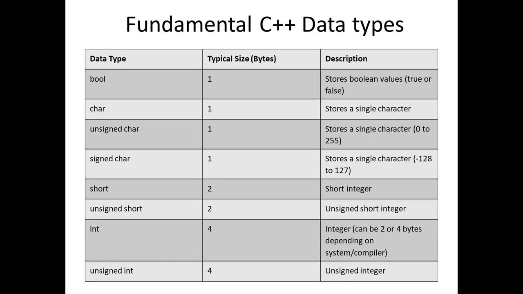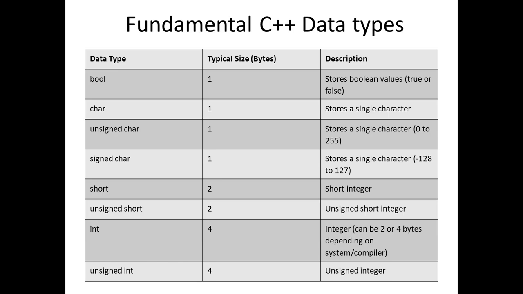So we have a table. In the table, the first column is the data type. The second column is the size in bytes that will be reserved for any variable that is declared of this data type. And then we'll have a little description about the data type.